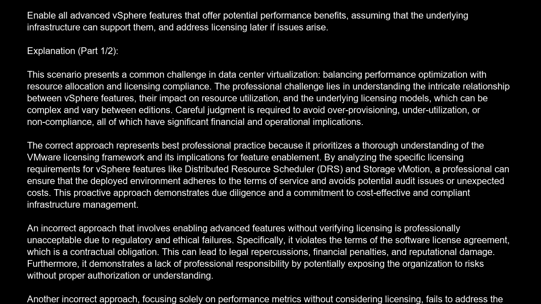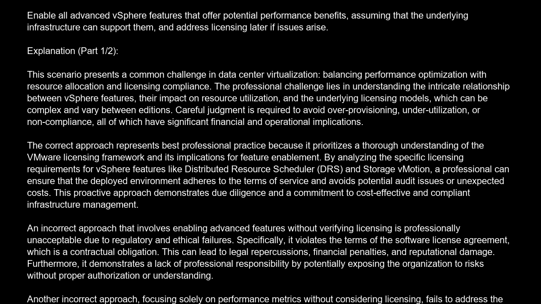The correct approach represents best professional practice because it prioritizes a thorough understanding of the VMware licensing framework and its implications for feature enablement. By analyzing the specific licensing requirements for vSphere features like Distributed Resource Scheduler, DRS, and Storage vMotion, a professional can ensure that the deployed environment adheres to the terms of service and avoids potential audit issues or unexpected costs. This proactive approach demonstrates due diligence and a commitment to cost-effective and compliant infrastructure management.